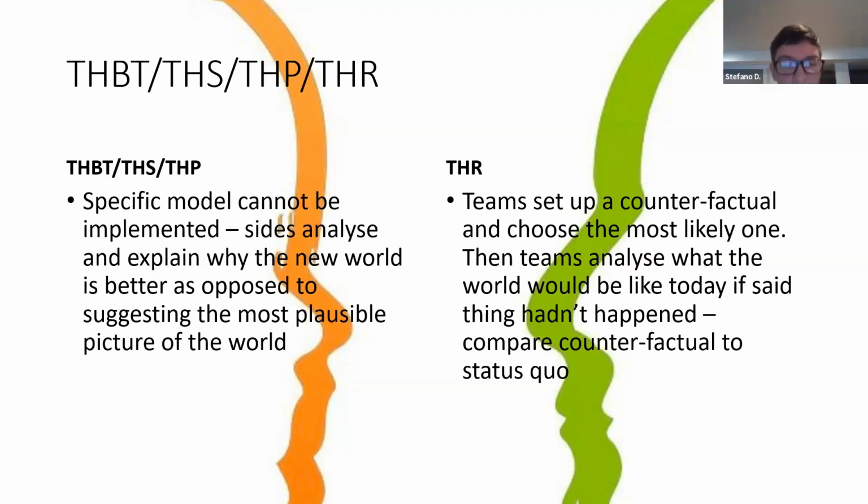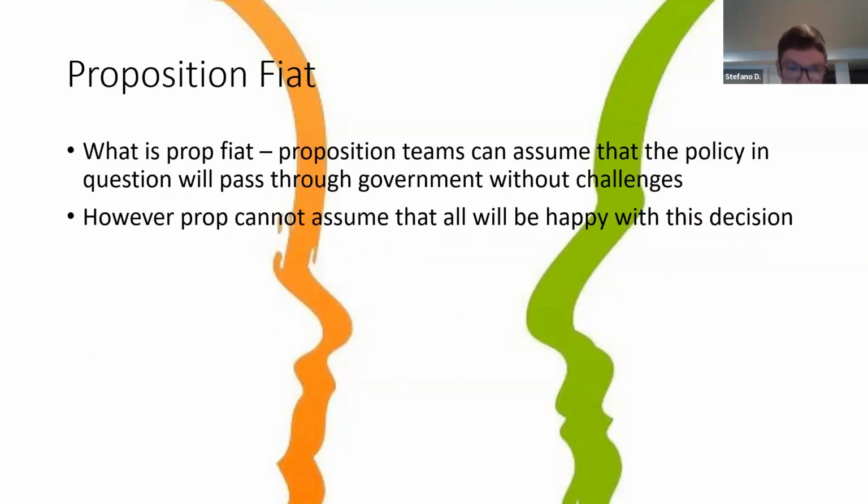So with the proposition fiat, does the opposition also have to assume that this policy will pass, or are they not doing that? Yeah, so that's the main situation. Opposition has to agree that the policy has already gone through. They can't argue that it would never go through. Okay.